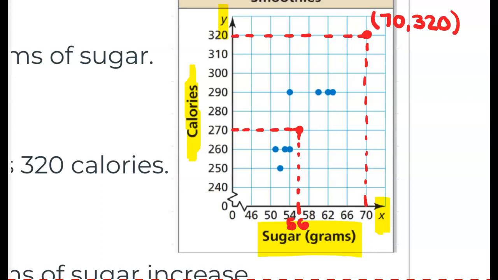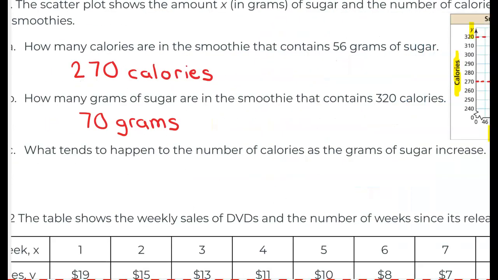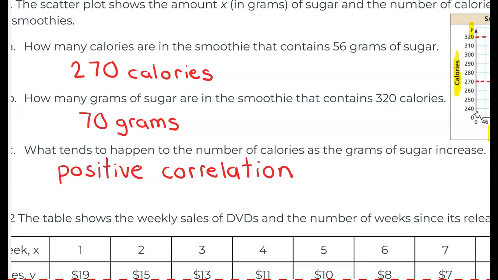When we're talking about graphs, we have something called correlation. We call this positive correlation. Those are two big math words. If you put that into plain English, as one goes up, so does the other.